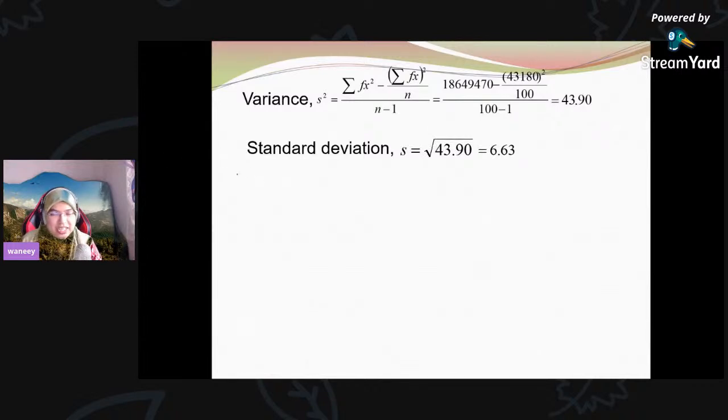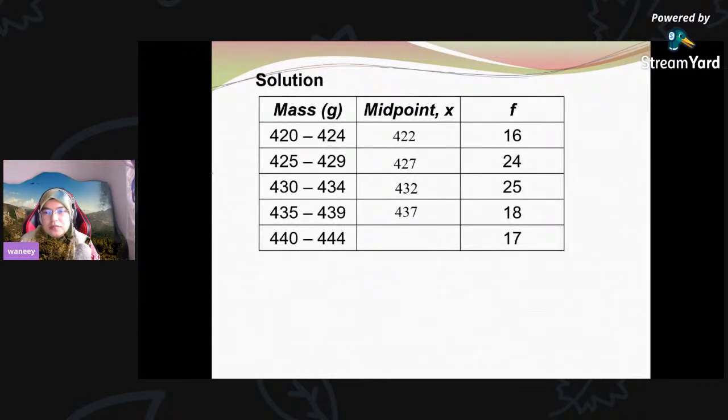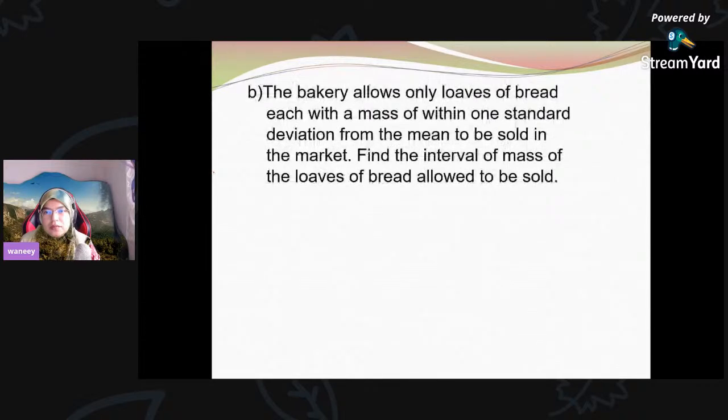Okay, so I think I'm done with part A. So let us see what is the question for part B. So let me go back to the question and let us read them together. Okay, so the bakery allows only loaf of bread, each with a mass within one standard deviation from the mean, to be sold in the market. Find the interval of mass of the loaf of bread allowed to be sold.